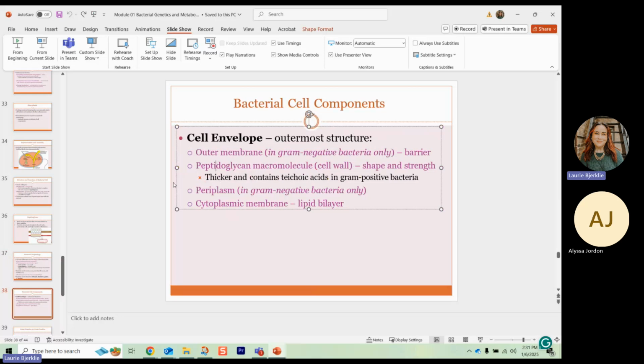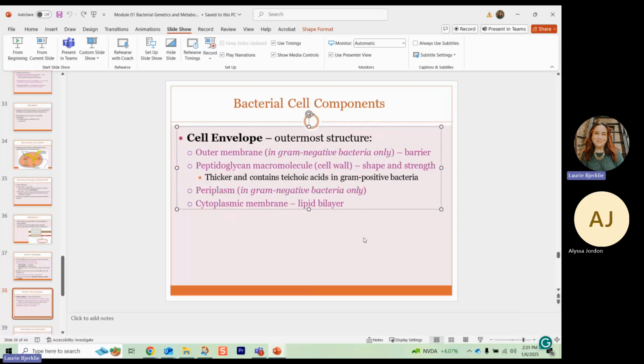Again, for the cell walls, the peptidoglycan thickness makes a difference. Gram-positives have a much thicker layer of peptidoglycan, and they also have something we call teichoic acid crosslinks in it. It's a thick layer, and it's really strengthened by those teichoic acids.